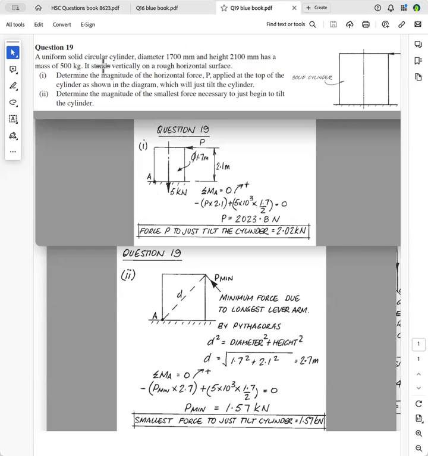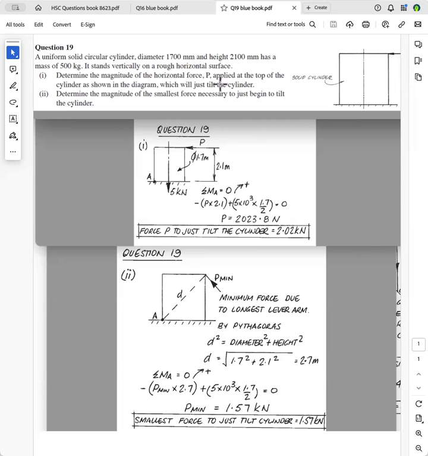And it's got a mass of 500 kilograms. Now, don't forget, that's not a force, that's a mass. It's the degree of compaction of the particles. If you took this cylinder up to the moon, it would still have a mass of 500 kilograms. It stands vertically on a rough surface here. Now, I've missed out P there. P is this force here.